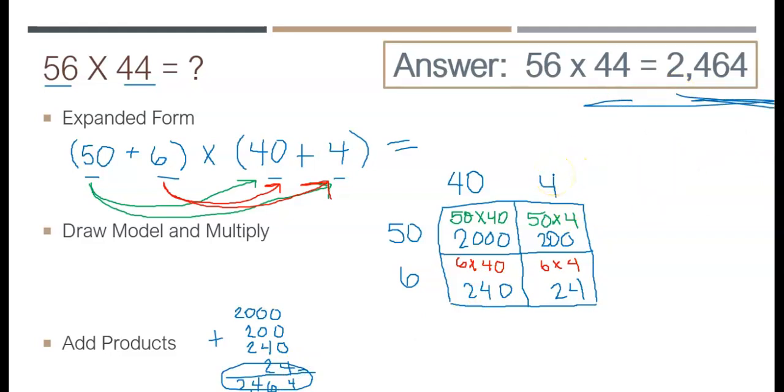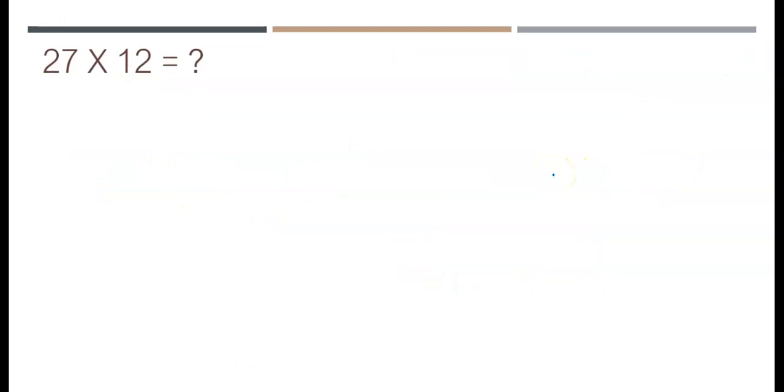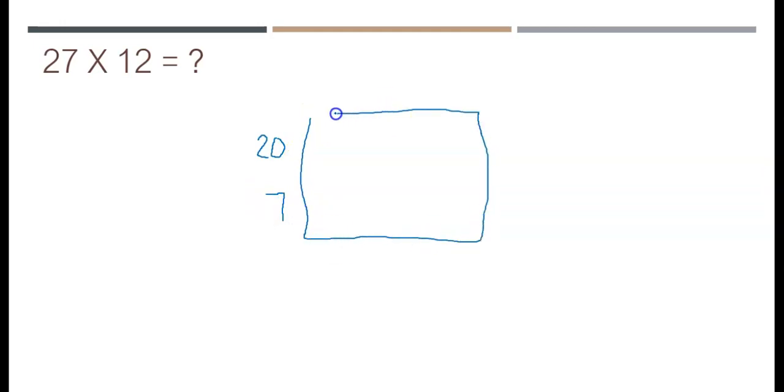Okay, so we're going to move on and we're going to do one more problem. So this problem, I wanted to show you how you would probably get the problem on an assignment. It's not going to be broken down into those steps for you. So the first thing we can do is go ahead and put 27 in expanded form. So we know that the expanded form of 27 is 20 plus 7. So I can go ahead and draw my area model with the 20 plus 7.